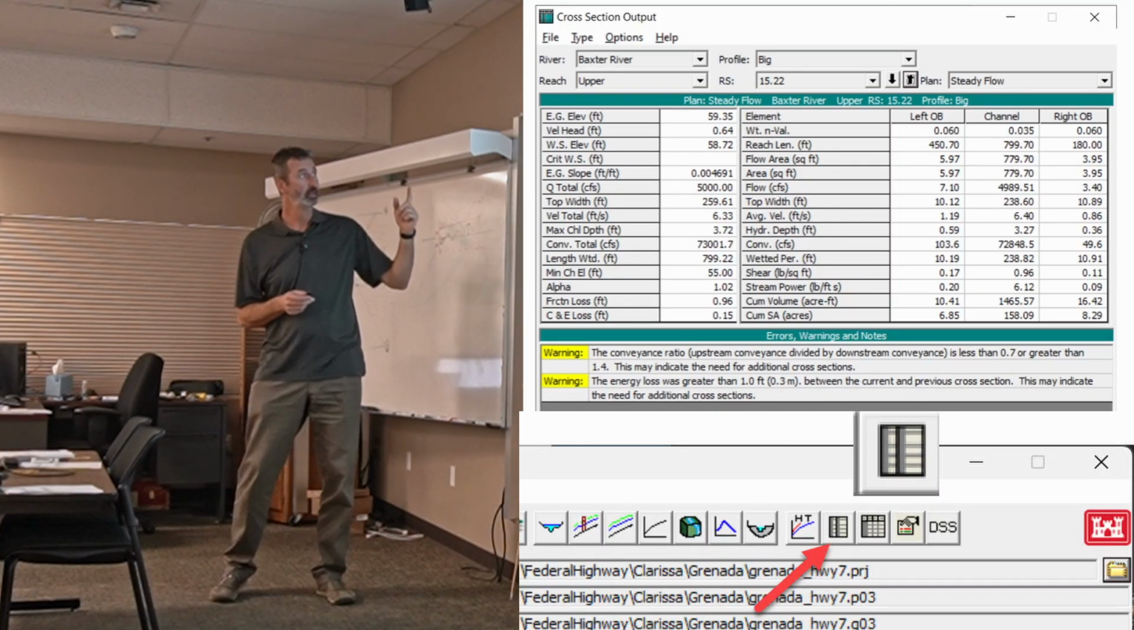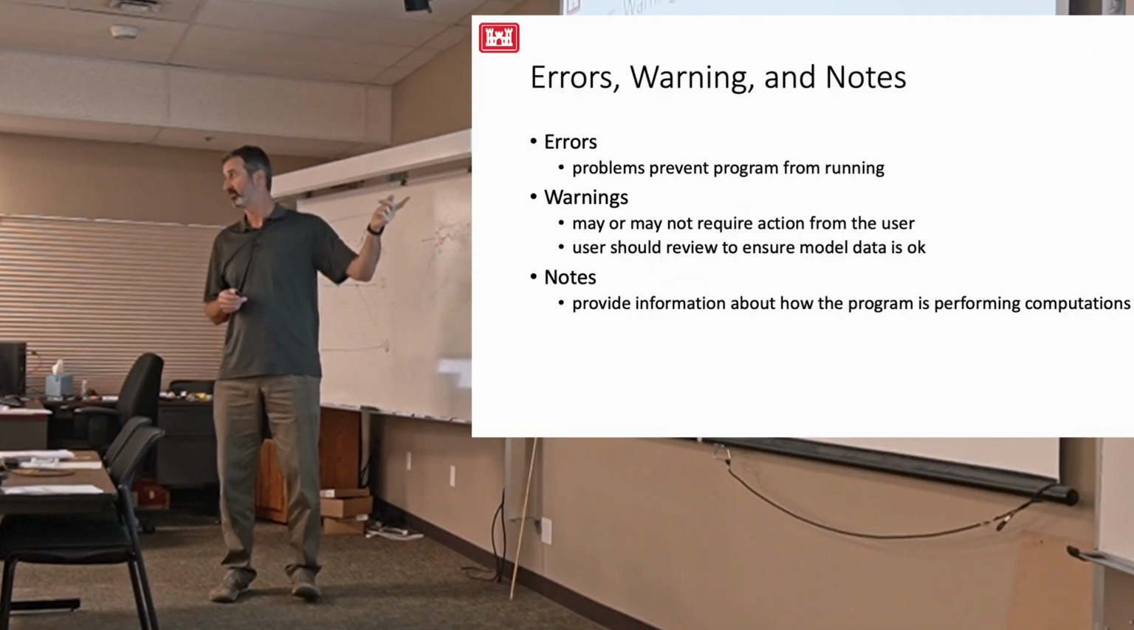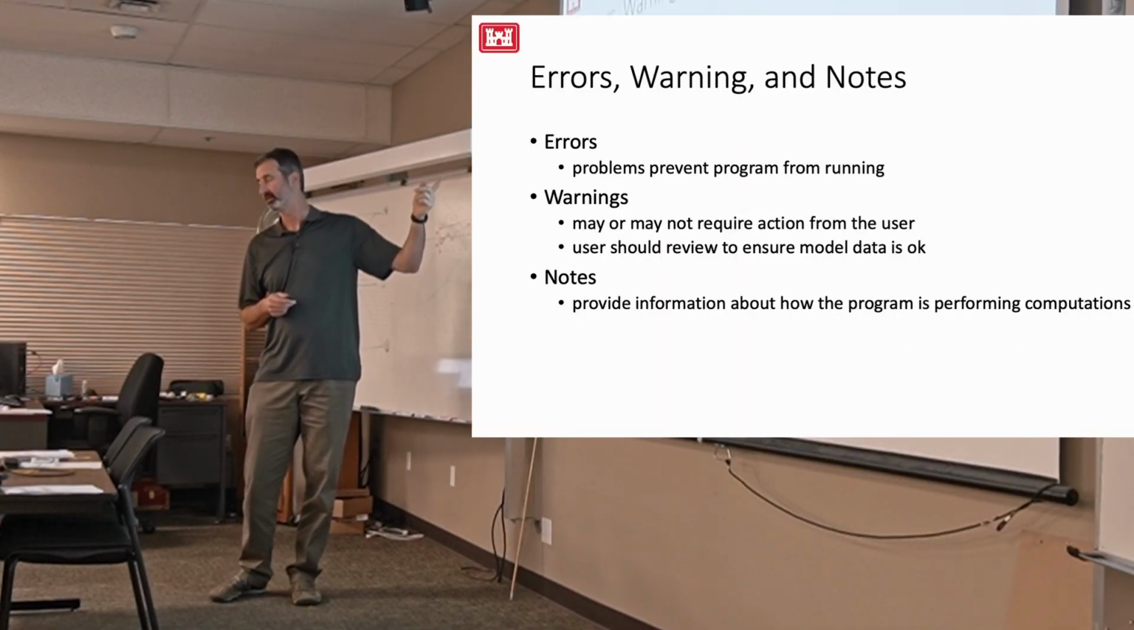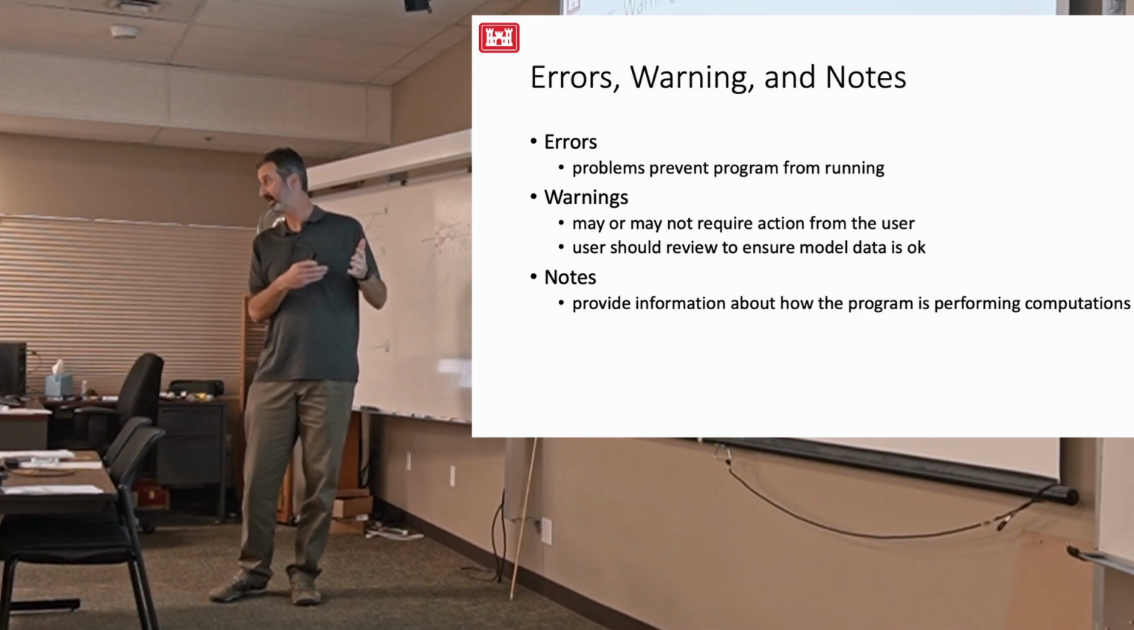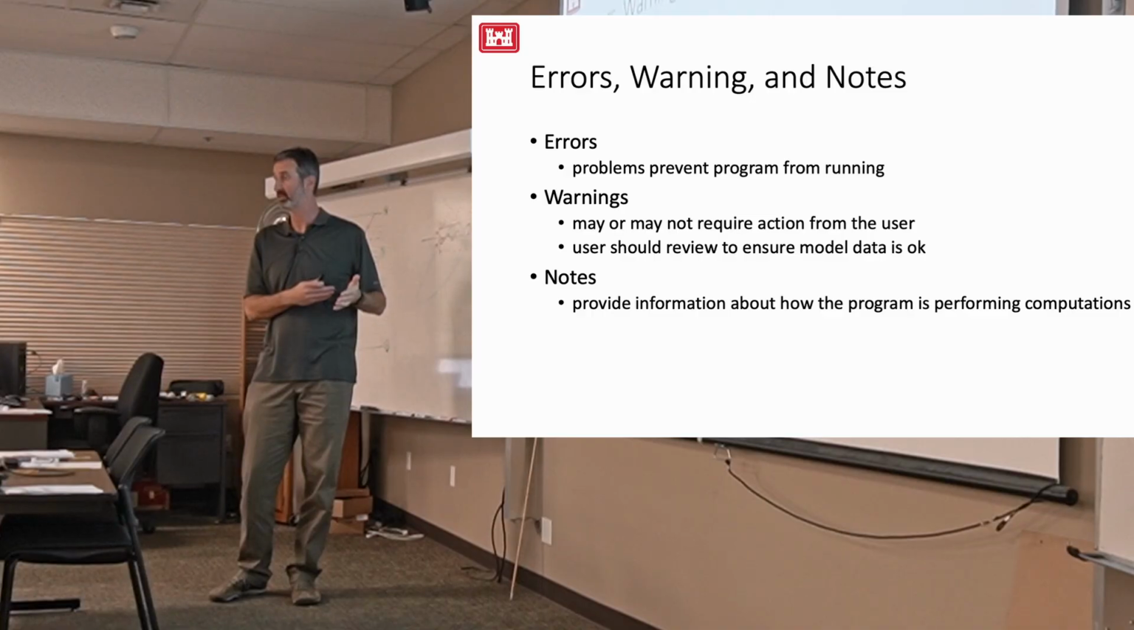Okay, the categories. Errors will keep the program from running. We try to not have too many of those. So if there really was something wrong, like if you didn't have the right data put in, then we'll stop you at the beginning. We talked about that error check at the beginning. It will stop you from getting there.